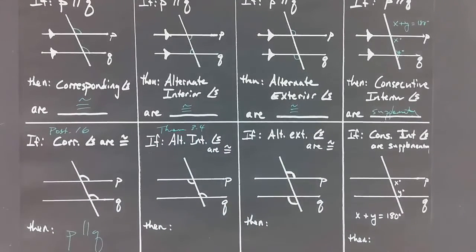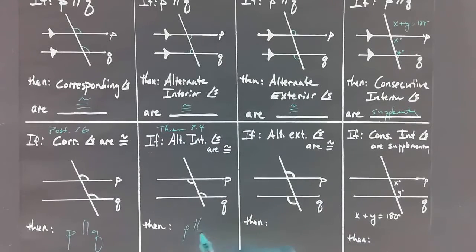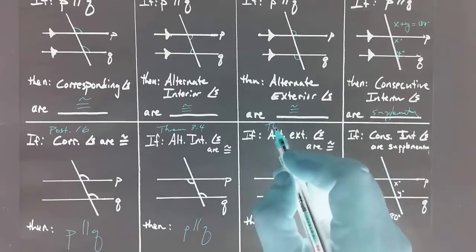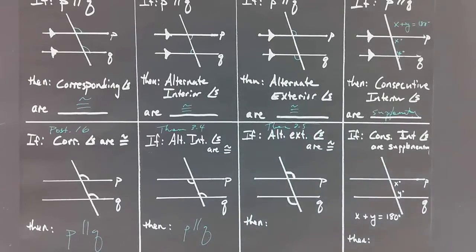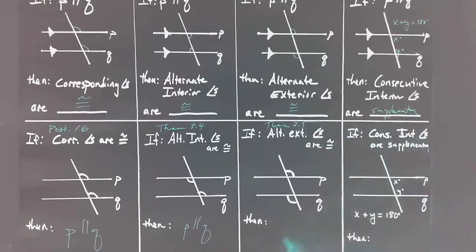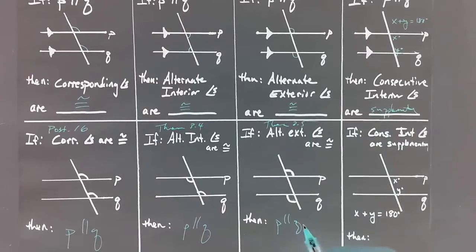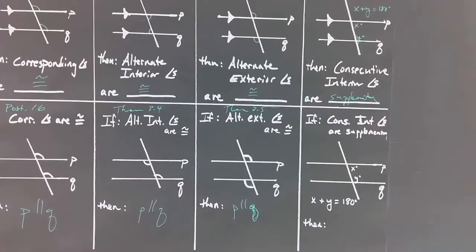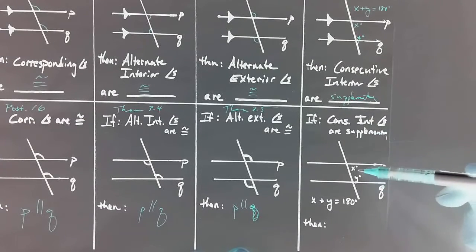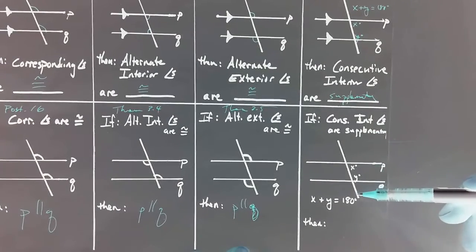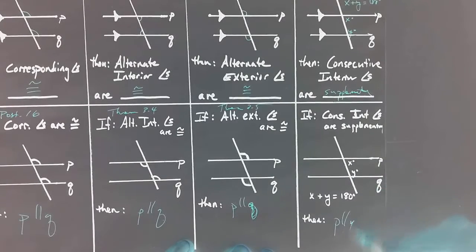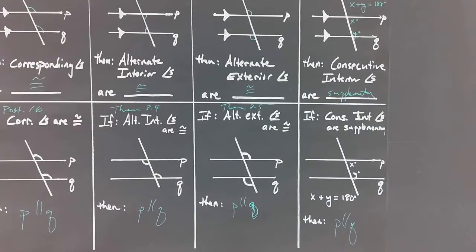Theorem 3.4 says if you have two lines cut by a transversal and the alternate interior angles are congruent, then the lines are parallel. Theorem 3.5 says if two lines are cut by a transversal and the alternate exterior angles are congruent, then the lines are parallel. And this last one says if you have two lines cut by a transversal and the consecutive interior angles are supplementary, so again, with X and Y adding up to 180, then the lines are parallel. Okay, that's what we're going to look at here to start.